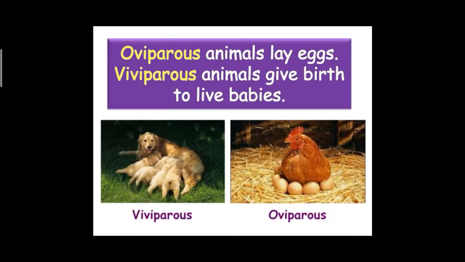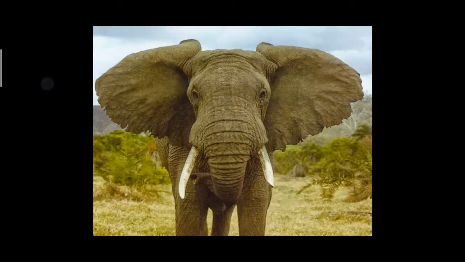Can we discuss the differences between viviparous and oviparous animals? The first difference, which we already discussed, is that viviparous animals give birth to young ones, and oviparous animals lay eggs. The second difference: look at this elephant. Do you know whether this elephant is oviparous or viviparous? Yes, it is a viviparous animal. It gives birth to young ones.